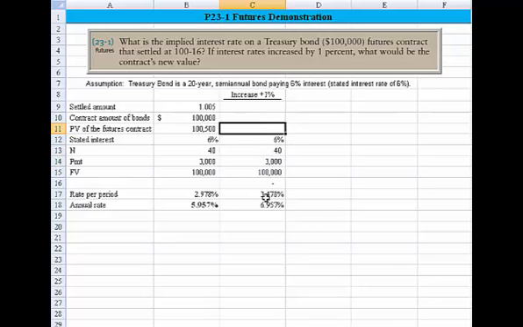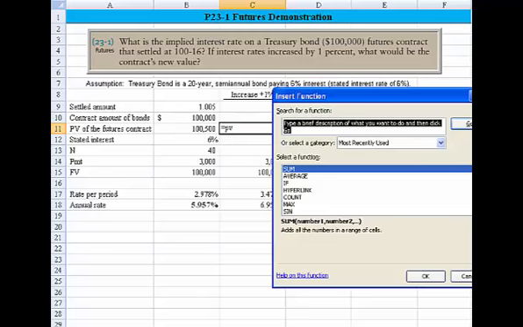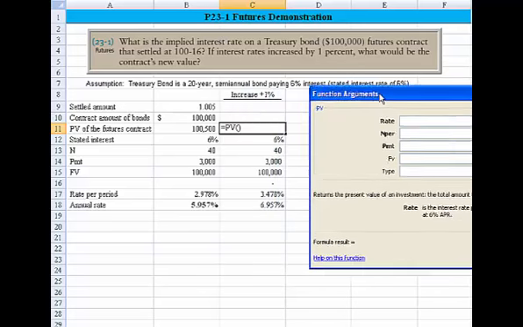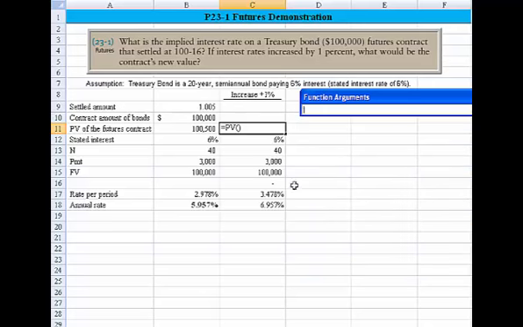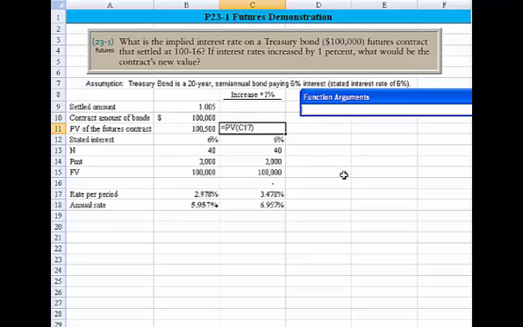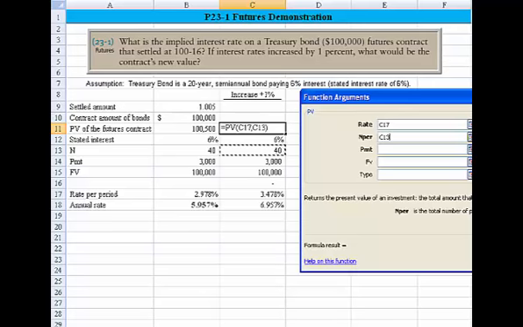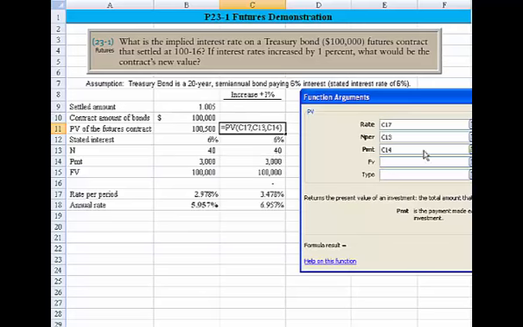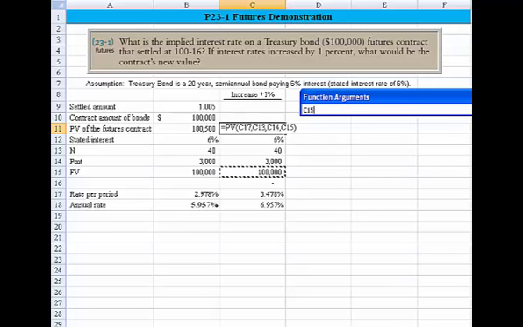Now what we need to do is solve for the present value of that futures contract. So I'll use the present value function. Present value left paren. Then I can click on the formula bar. Now the rate is that periodic rate in cell C17. The number of periods doesn't change. It's still 40. The payment amount wouldn't change, $3,000 on 100,000 of bonds. The future value again wouldn't change, 100,000.